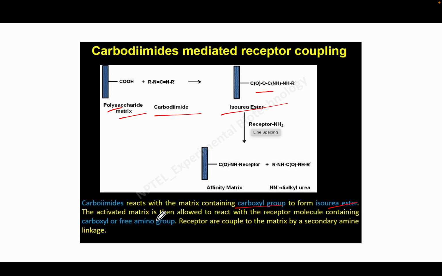The activated matrix is then allowed to react with the receptor molecule containing carboxyl or free amino group. Receptors are coupled to the matrix by a secondary amine linkage.